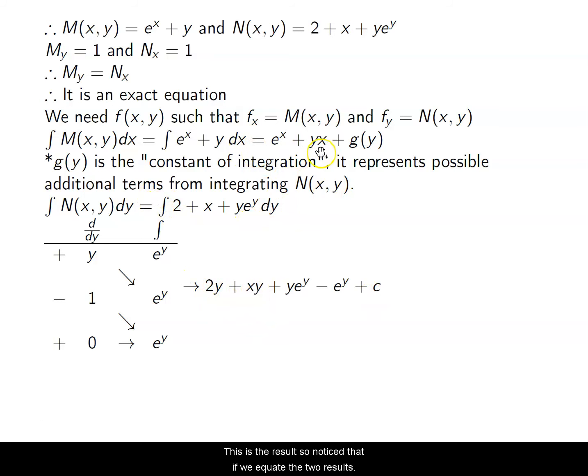So notice that if we equate the two results, the integral of M and the integral of N, a lot of it is the same. I have e to the x, which doesn't show up here, but I do have an e to the y, right? I have a y times x, or x times y. So the g of y, the constant of integration here, is picking up all the pieces that did not show up in this integration. So my solution is all of these plus all of these except for anything that's the same, right? I don't need y times x twice. I just use one of them, right?